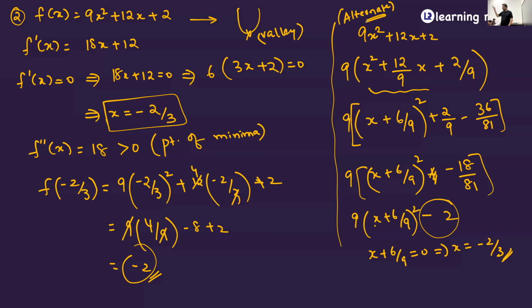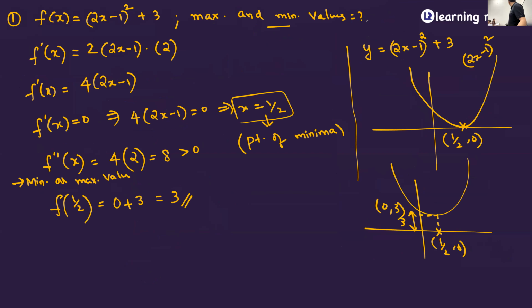Actually, if you observe the previous problem, right, just a minute, observe. In the previous problem, the equation that they have given is already in completed-square form. That is why, what will be the minimum value? Looking at the question, you can tell. Forget this part. 3 should be the answer. That's what you got.